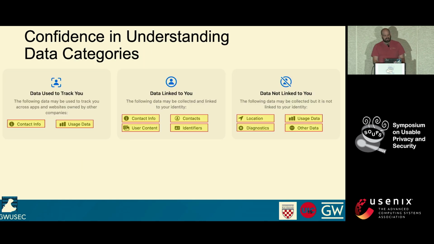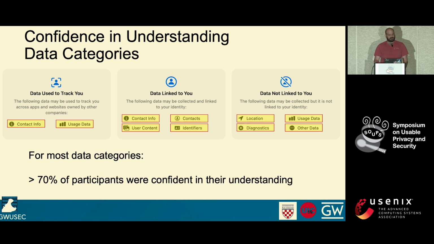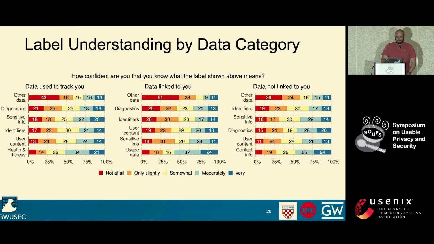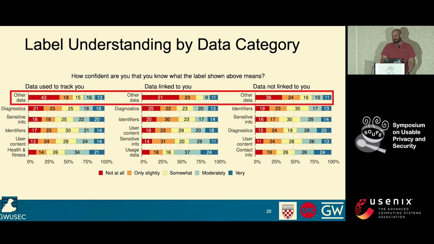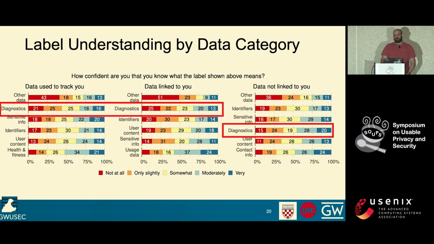If you go down into the data categories themselves, the kinds of things that are collected under each category, we found that 70% of the participants said they were confident in their understanding of what these mean. So there is some confidence, but what do they really know? It's hard, because there are a lot of different data categories. We definitely found that some were really confusing to users. For example, other data is a category. Who knows what that means? It can mean anything other than maybe the ones that are listed, but maybe not, who knows. Diagnostic data was also relatively confusing.